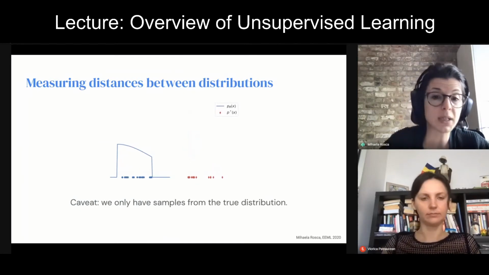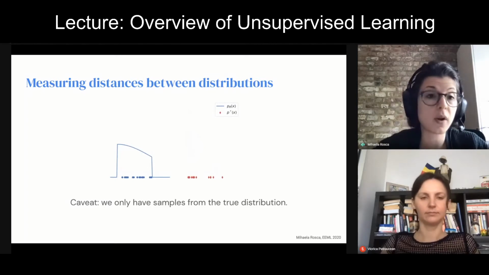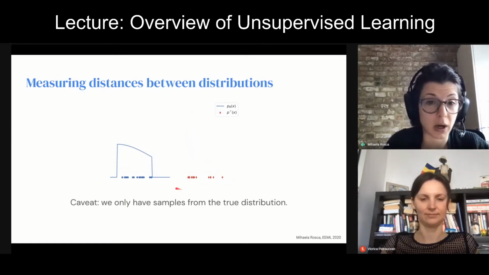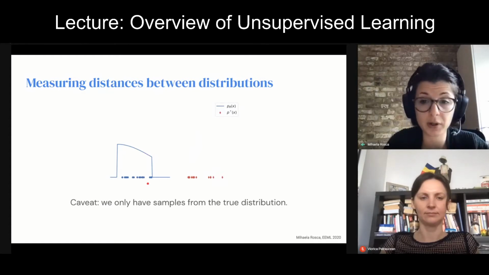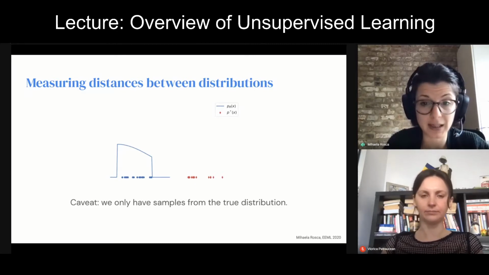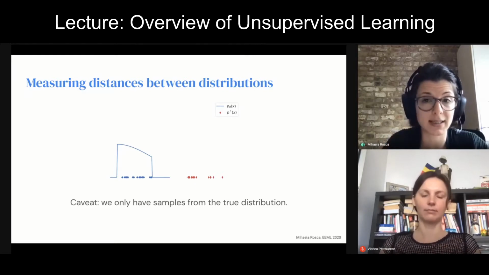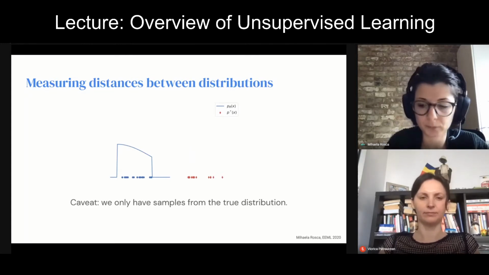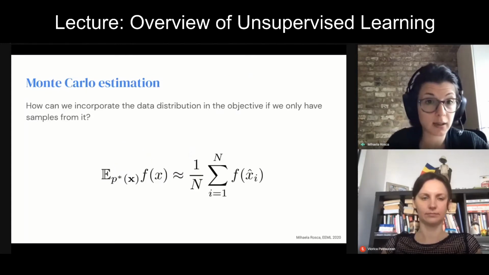But things are even a bit more complicated than that. We don't have access to P star. If we did, we wouldn't be in the generative modeling game. So the picture actually looks like this. I have my model. Sometimes I have the explicit distribution associated with my model. And I have my data. So we have to find the types of loss functions that we can evaluate only using samples from our true distribution. And there's a trick that allows us to do that, and that is Monte Carlo estimation.